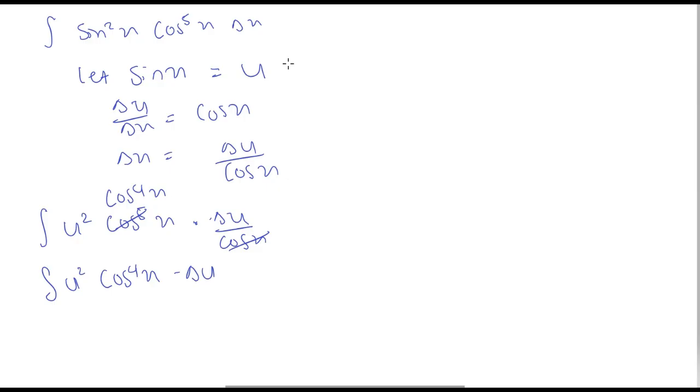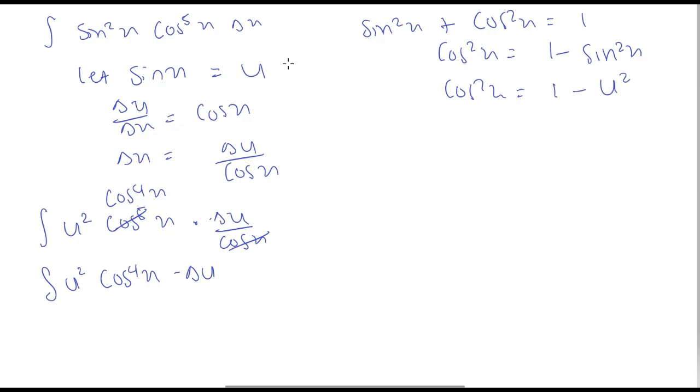Now this cos raised to the power of 4x has x in it, so we have to change it, right? Still using your trig identities, where you have sine square x plus cos square x is equal to 1, we can say that cos square x is equal to 1 minus sine square x, right? Because now sine square x is equal to u square, so we have 1 minus u square. Now this one is cos raised to the power of 4x. What you just need to know is that cos square x multiplied by cos square x is equal to cos raised to the power of 4x.